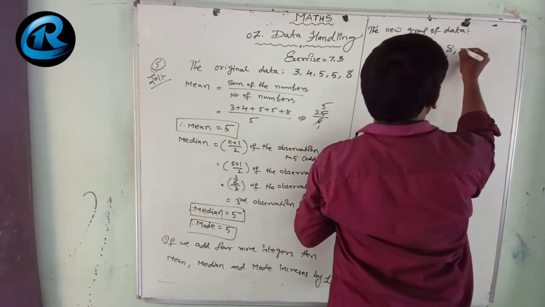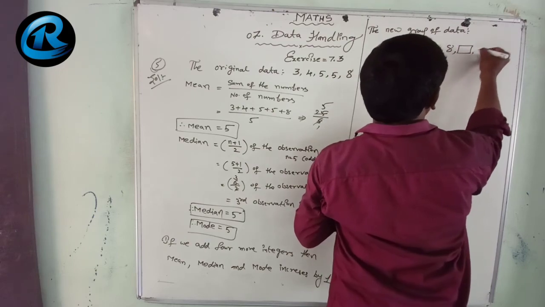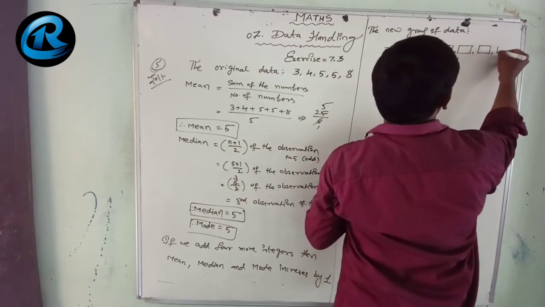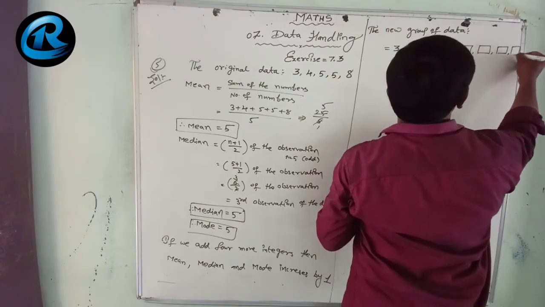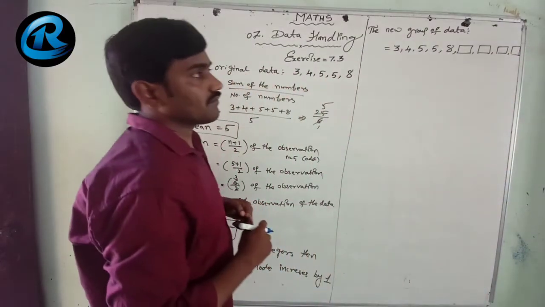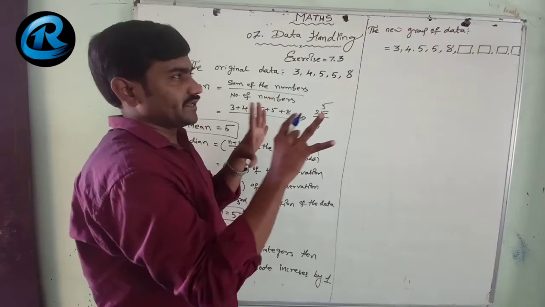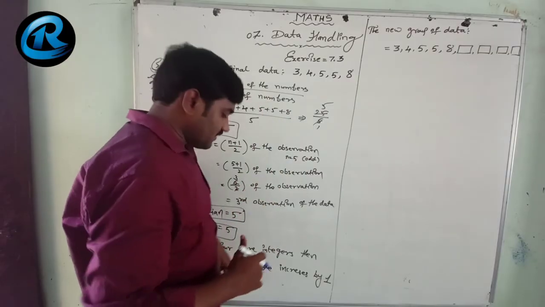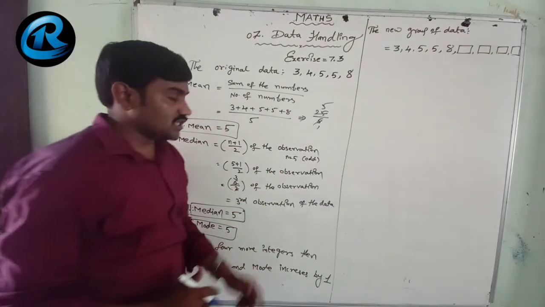Here they are adding 4 numbers. What are the 4 numbers they are adding? As we don't know what 4 numbers they are adding here, let us keep those boxes empty. But as given, the mean, median, and mode are increased by 1.